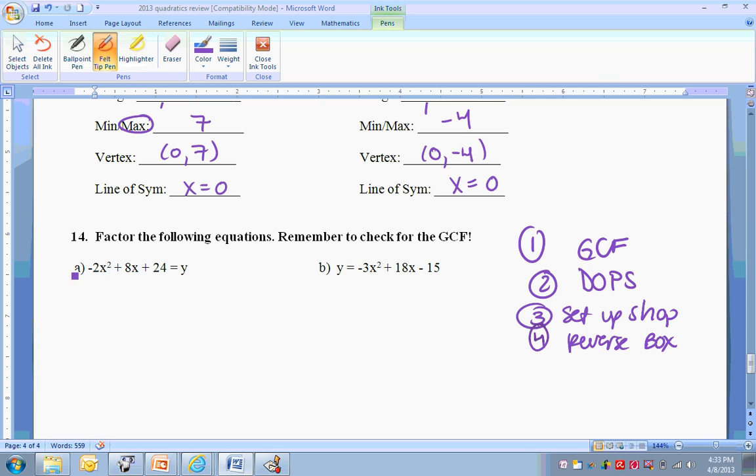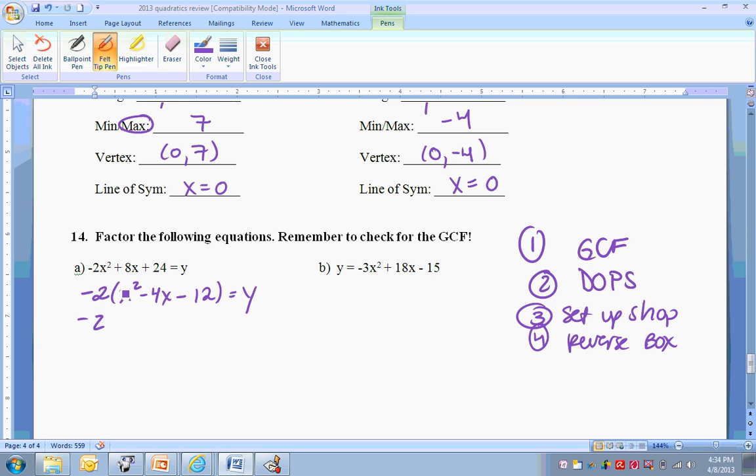So, on part A, I noticed that the thing that I can pull out here is a 2, and since there's a negative out front, I pull that out with it. So I'm going to pull out a negative 2, and I'm left with x squared minus 4x minus 12 equals y. So I pulled out a GCF. That's all I can do there. Now I have to see if I can keep going. Can I factor x squared minus 4x minus 12?